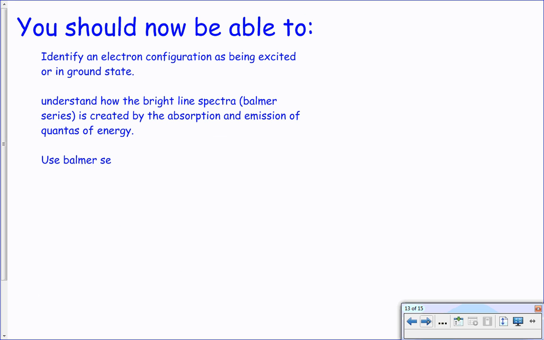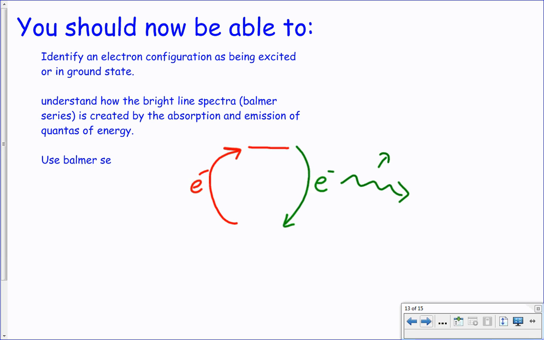Bueno! Now, I should be able to identify electron configurations as being excited or ground and understand how this bright line series is created. It's created when I give a certain amount of energy to kick my electron up. Now he's excited, right? And then that same amount of energy is going to come off when he falls back down, and I'm going to give off light at a wavelength that's based on how much energy I had to put in to get that electron up in the first place. That is going to give me my fingerprint, if you will.